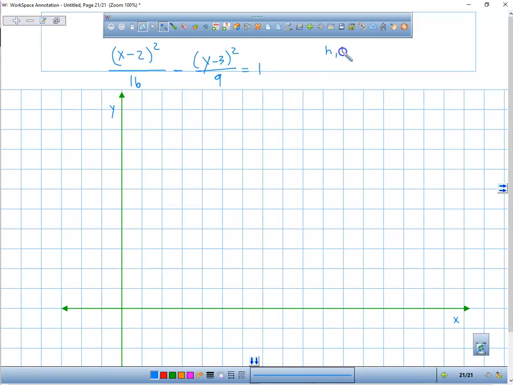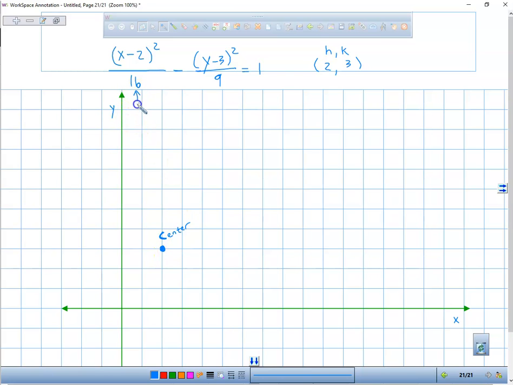We're going to put h, k. The center of our hyperbola is going to be at 2 and 3. So I'd like you to go over 2 and up 3. So over 2, up 3, put a point right there. And could you please label that as the center? Okay, that's the center, (2, 3).